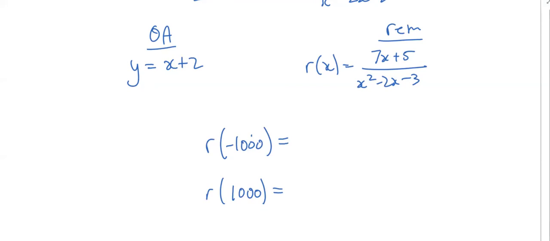Again, take a look. When I put negative 1,000 in here, what is the top looking like? Negative 7,000 plus 5 is probably still negative. And then this is going to be positive because I'm squaring it. Negative 2 times negative 1,000 is positive. Those are both pretty big, so subtracting 3 is probably not going to make it negative. So the bottom will be positive. So I've got a negative over a positive.